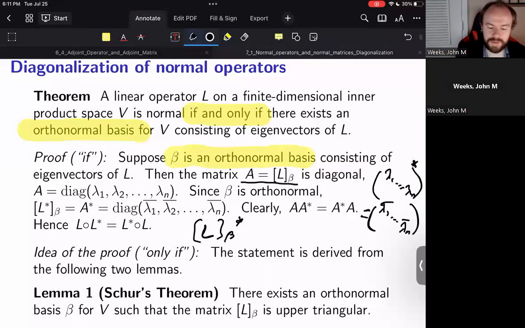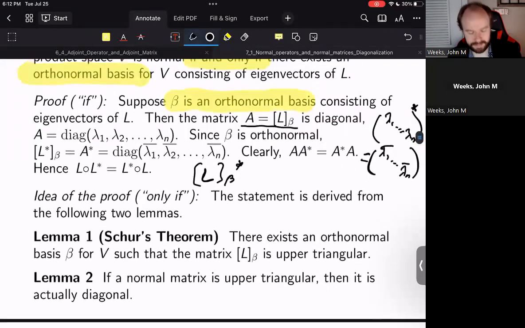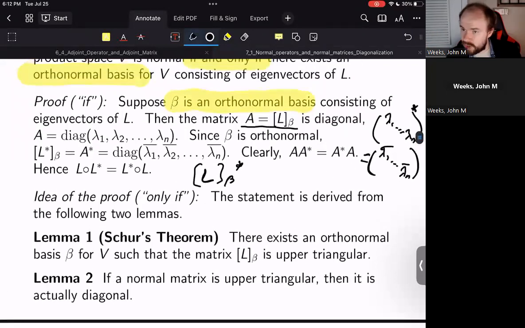Now, the idea of the proof going from the other direction, going from something which is normal and getting a basis consisting of eigenvectors from it, comes from a couple of interesting lemmas. Here's lemma 1. This one is called Schur's theorem and also has different variants in other types of mathematics as well. You'll hear this name Schur quite a bit if you're going into the world of matrices or what matrices end up being in more abstract worlds, which sometimes might be called representations. So Schur's theorem says there exists an orthonormal basis beta for V such that the matrix of L with respect to this orthonormal basis is upper triangular.